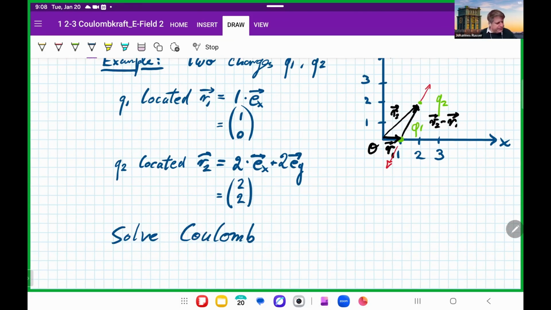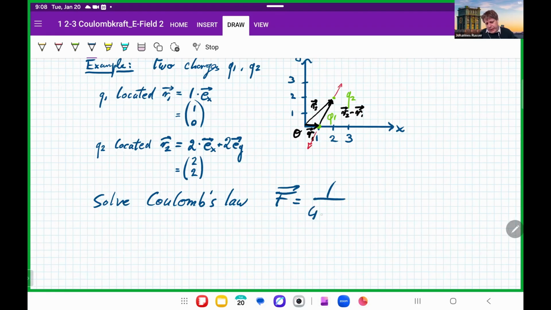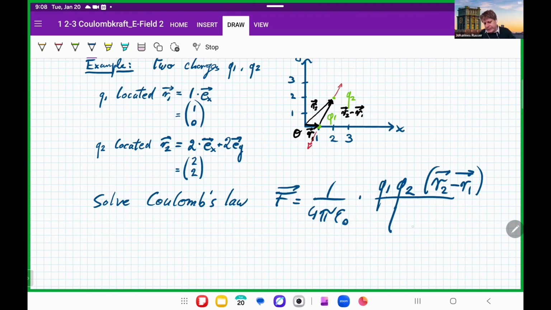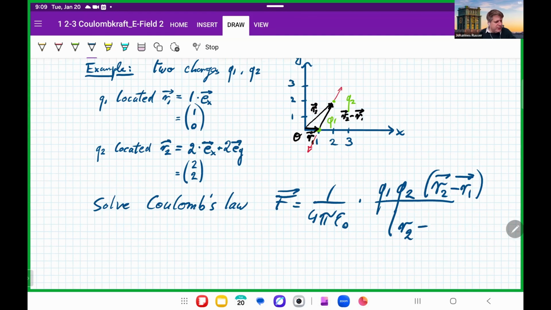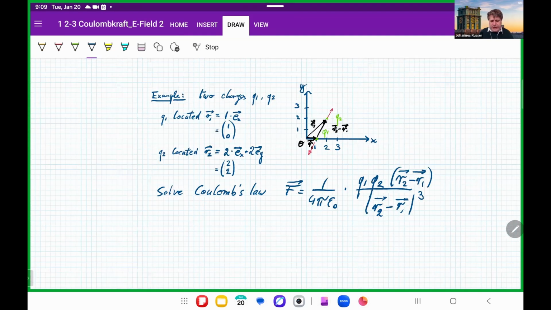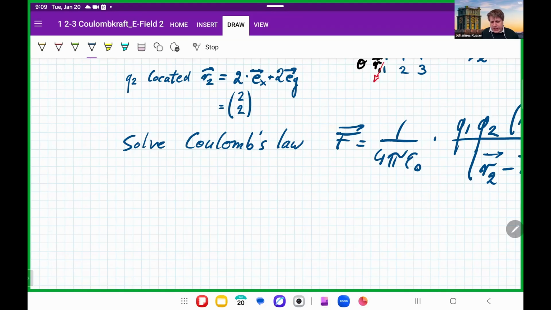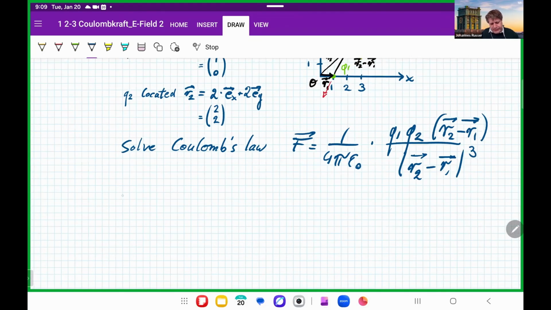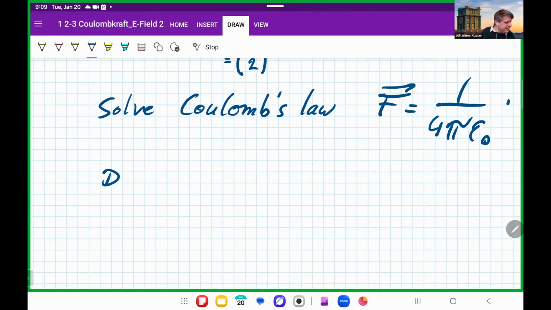So now we want to solve for Coulomb's law. Coulomb's law is F is 1 over 4 pi epsilon naught, we have the whole thing times Q1 times Q2. R2 minus R1 is the distance vector, and this whole is divided by the magnitude of the distance vector to the power of 3. So let's detail that out further. Let's look at the distance vector in more detail, as we have now these details.